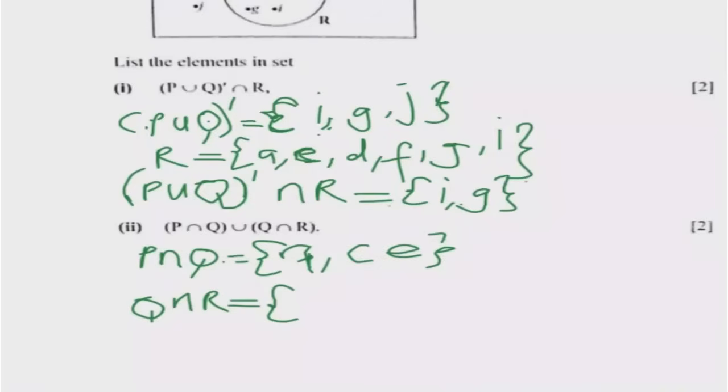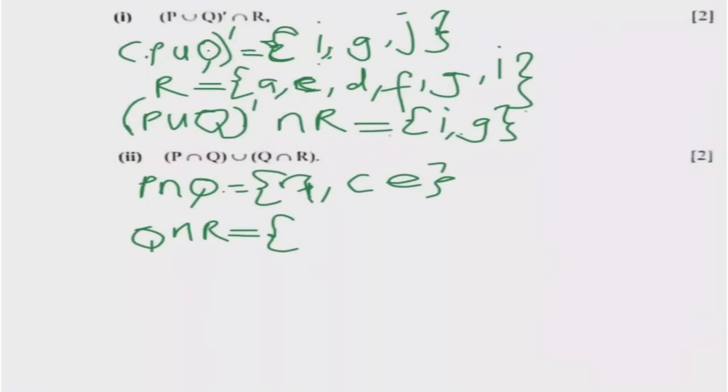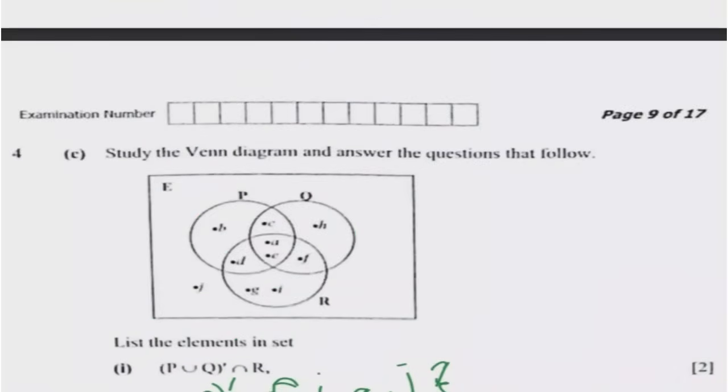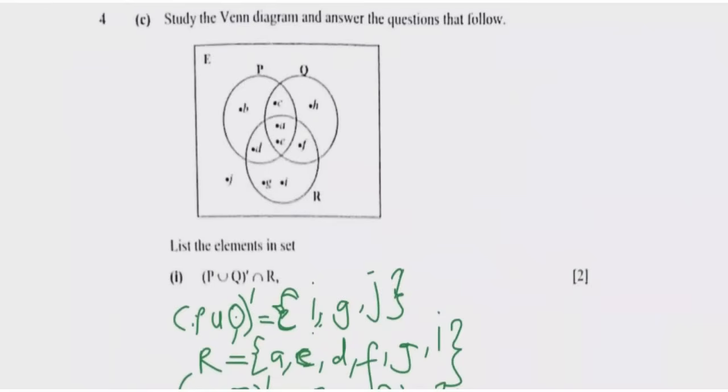Okay, now once we have found that, the next thing we're going to do is look for elements that are found in Q intersection R. So I'm going to remove what we used for the first set, so that it does not confuse us. So we look for Q intersection R. The part that is Q intersection R is this one here.